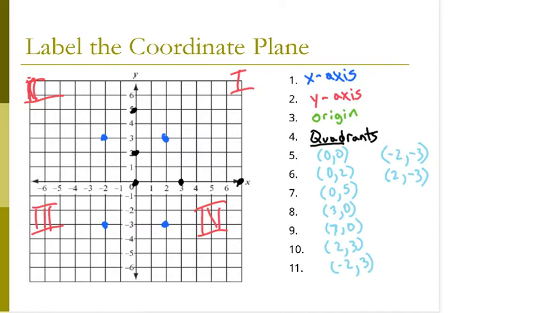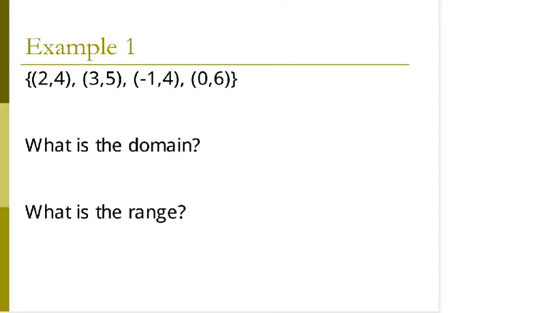To answer these two questions, remember that the domain is a set of input values, and the range is a set of output values. Normally the domain would be the x's. Later on you're going to have the domain slightly differently, but in this case the domain we're inputting is 2, 3, negative 1, and 0, and we're getting back the y values 4, 5, 4, and 6.